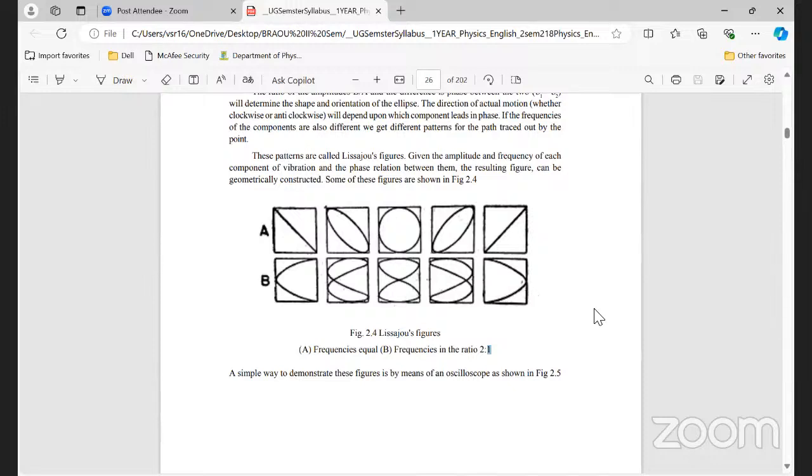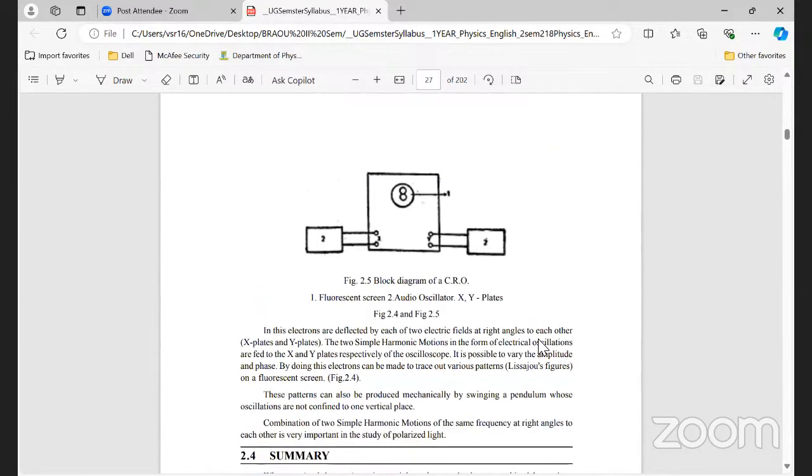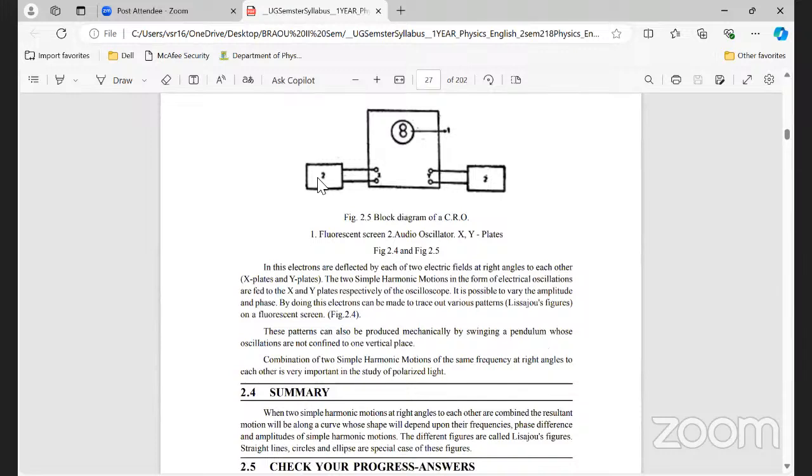You can easily observe this using a cathode ray oscilloscope, the CRO. When you are connecting to the circuit here, by changing the frequency, you may observe these figures on the CRO. So many figures are there. You can see the block diagram of the cathode ray oscilloscope, the one which is indicated here.